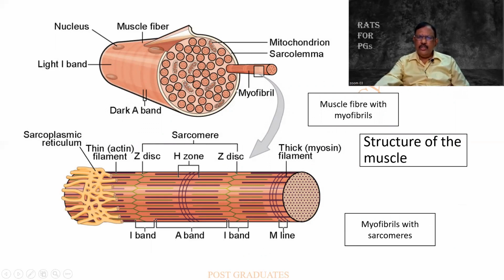The cut surface shows the myofibril. Over here, multiple myofibrils are there. And there can be the mitochondria. Externally, there will be the sarcolemma. And when it comes to the individual myofibril, there is a sarcomere with alternating light and dark zones, the H zone and the Z disc.